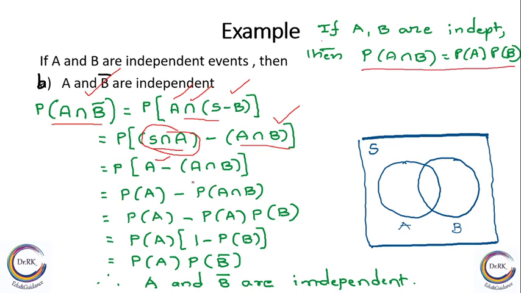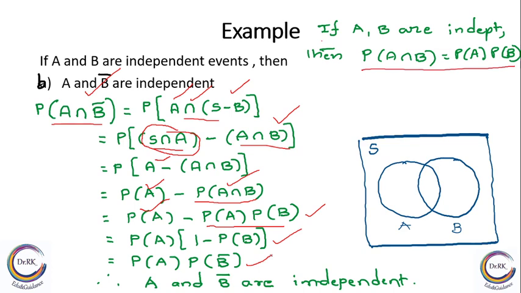Minus A intersection B. This can be separated as P of A minus P of A intersection B. Right? P of A minus P of A intersection B is nothing but P of A into P of B. Now we can take P of A common, or we can take P of A out. Then 1 minus P of B. So 1 minus P of B we know is nothing but P of B complement.